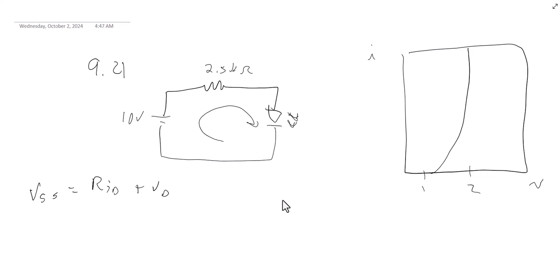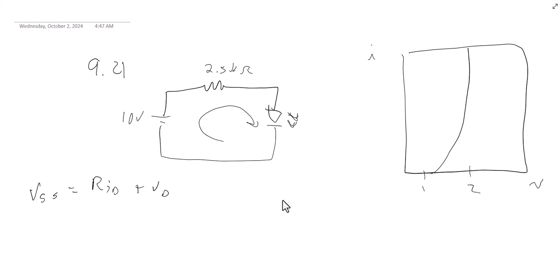The first thing we do is look at our circuit and do a KVL. We know that the voltage source equals the resistance times the current through the diode plus the voltage across the diode. So the voltages of these two items have to equal the voltage source.